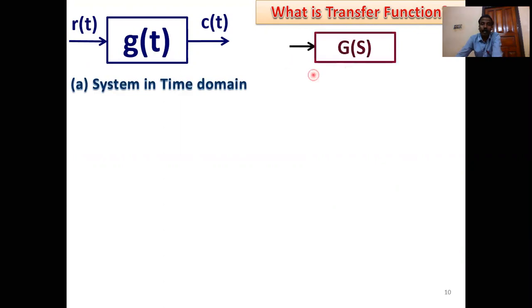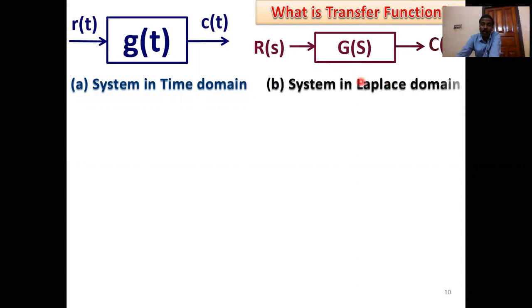After the operation, this will be R of S, the reference input, because the Laplace transform of R of t is equivalent to R of S, the Laplace transform of C of t is equivalent to C of S, and the Laplace transform of G of t is equivalent to G of S. So R of S is the frequency domain input, G of S is the system gain transfer function, and C of S is the overall output.